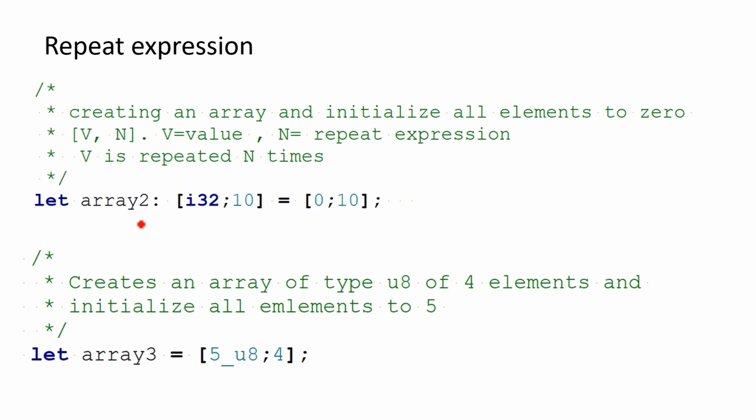So there is one more way of creating an array in your program, that is using a repeat expression. Let's say you want to create an array and initialize all elements to 0. Then you can use the value and repeat expression syntax, something like this. Here, this is v, this is n. This value is repeated this many times. And again, this is optional actually. You need not write this.